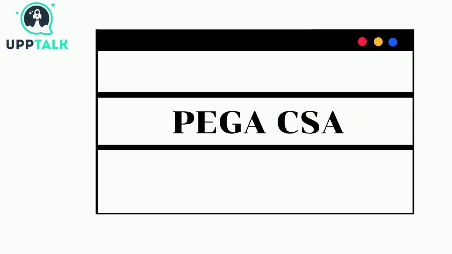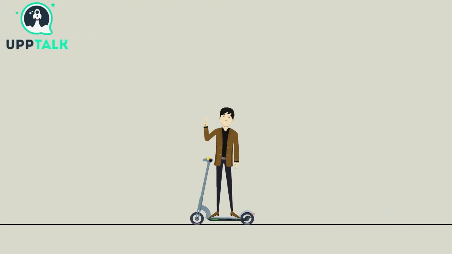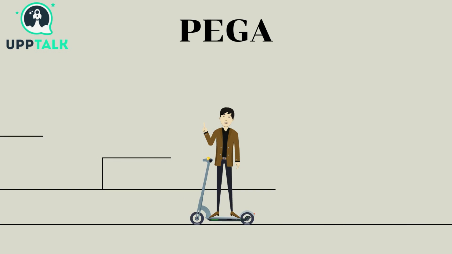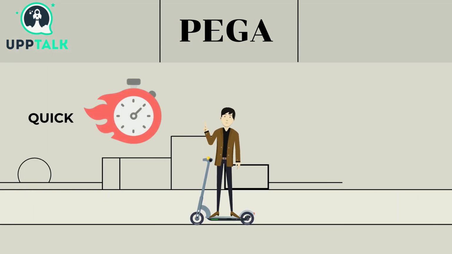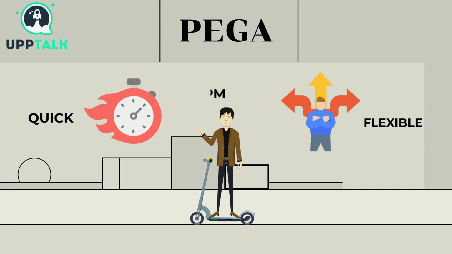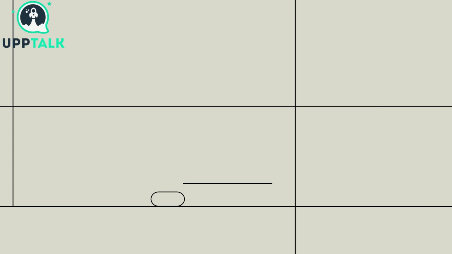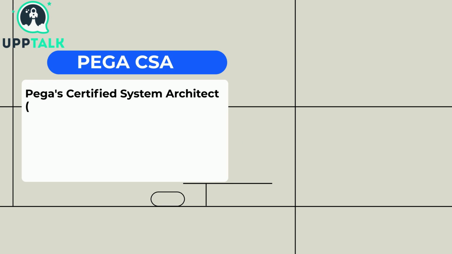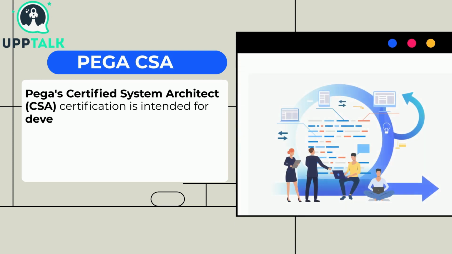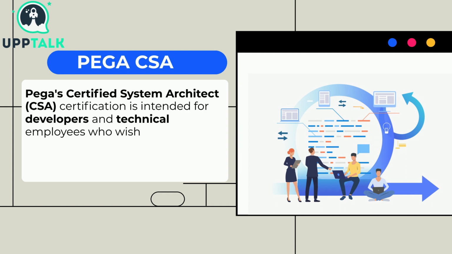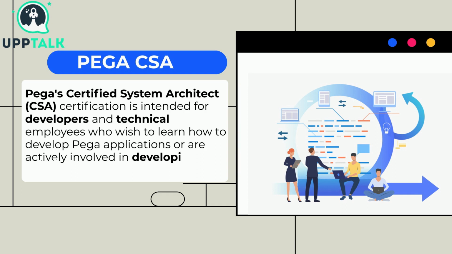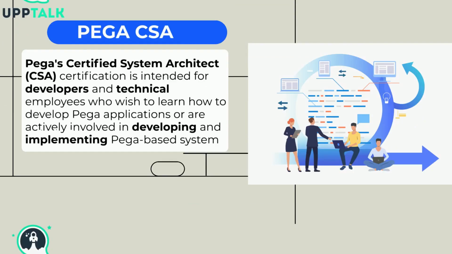Pega CSA is the subject of today's video. Before going to the main video, let's discuss Pega. Pega is widely used because it is a quick and flexible business process management (BPM) tool built on Java ideas. Next, we will move on to Pega CSA. Pega's Certified System Architect (CSA) certification is intended for developers and technical employees who wish to learn how to develop Pega applications or are actively involved in developing and implementing Pega-based systems.